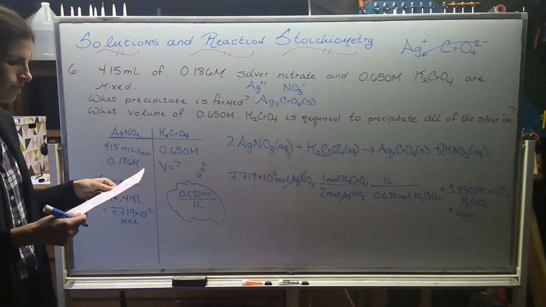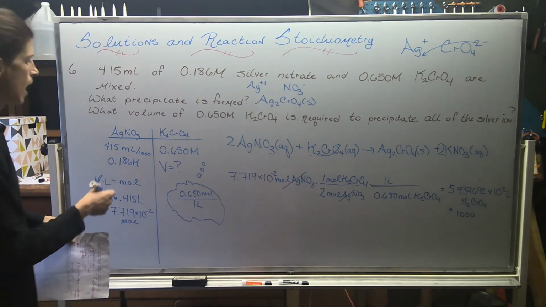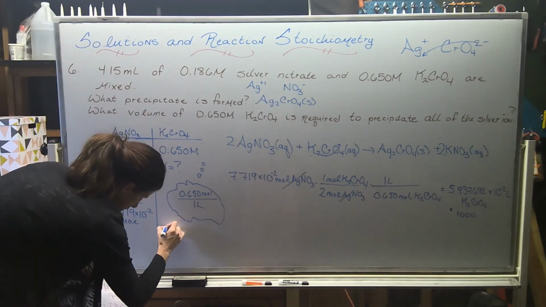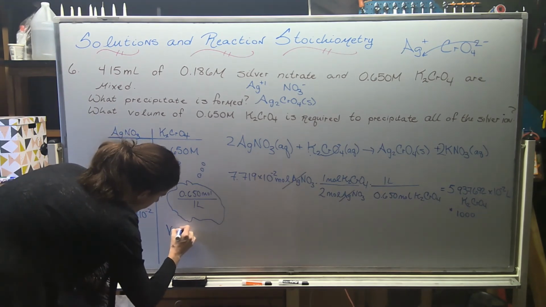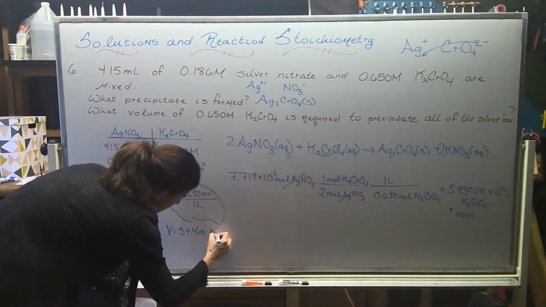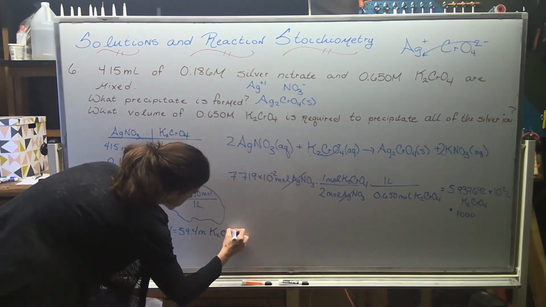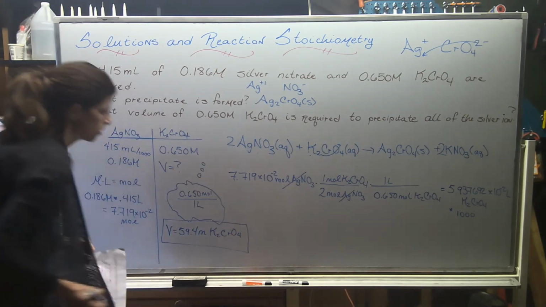So at the end of the day, with, what do we have, 3 sig figs, I would say that we need 59.4 milliliters of the potassium chromate to completely precipitate out that silver.